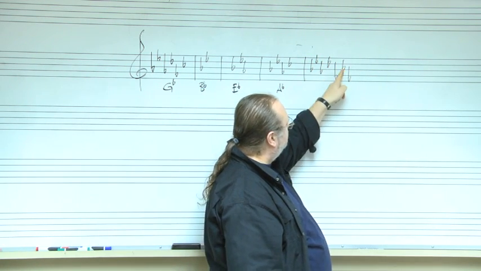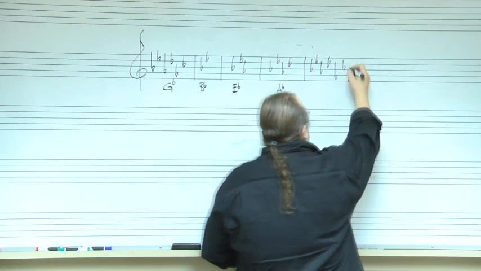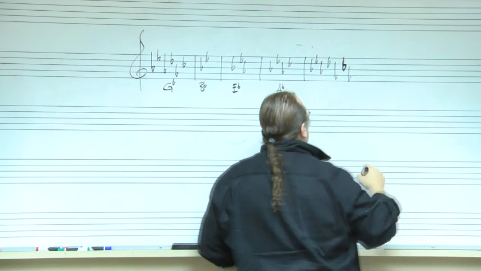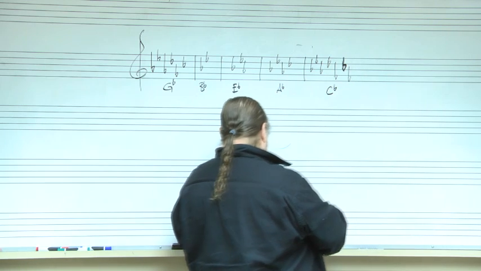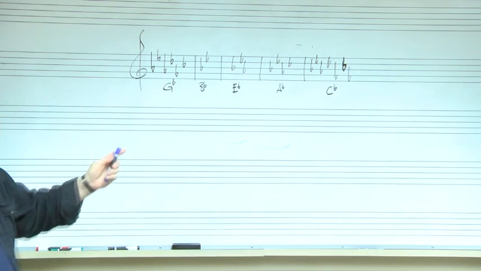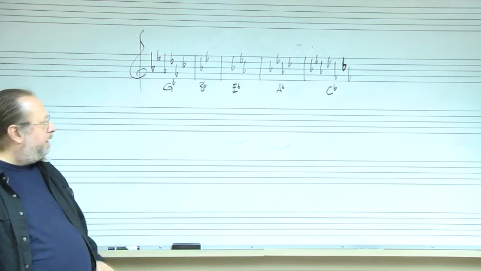B, E, A, D, G, C. C flat. Okay. Does that make sense at all? Yeah. Okay. Quickly, what are the minor keys?